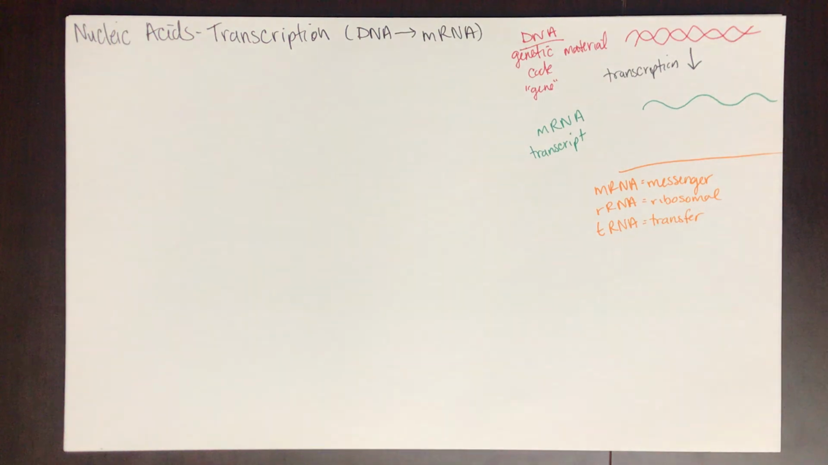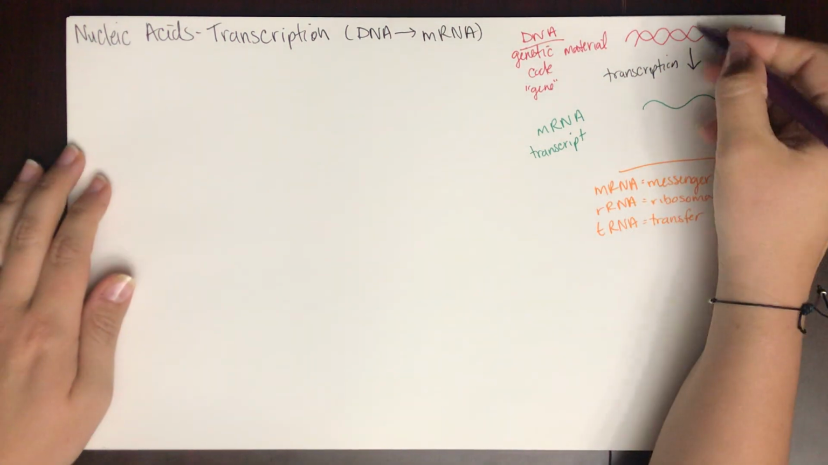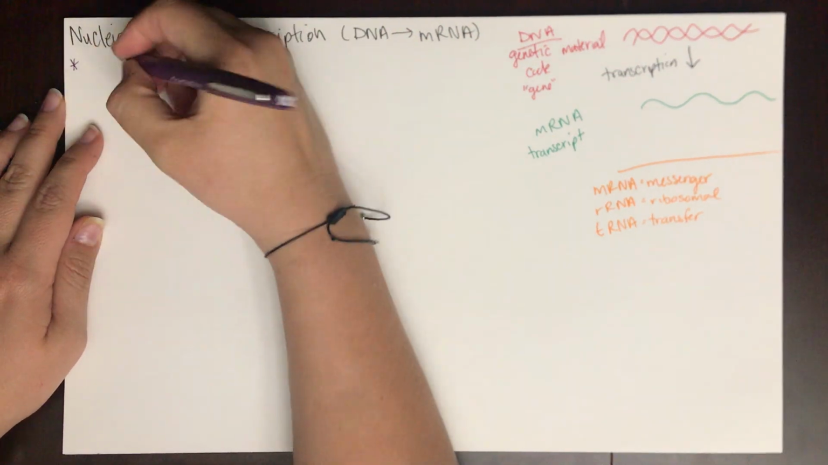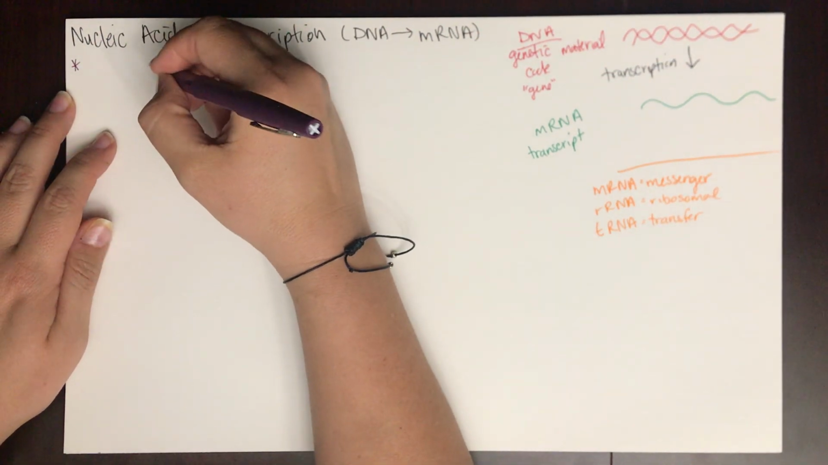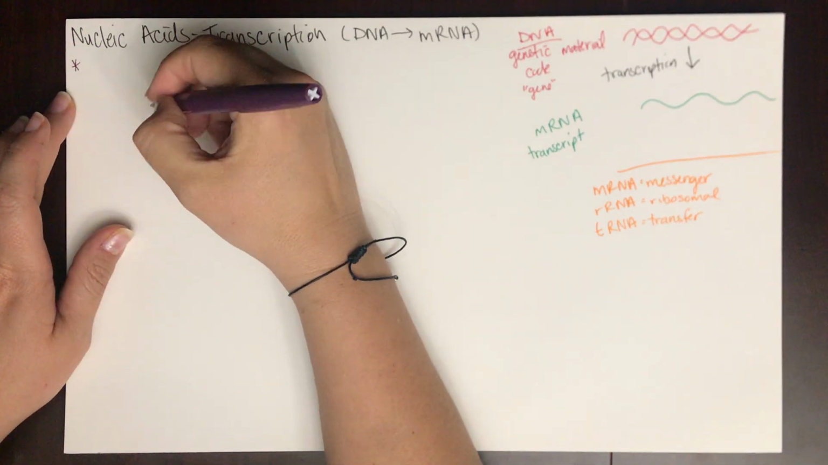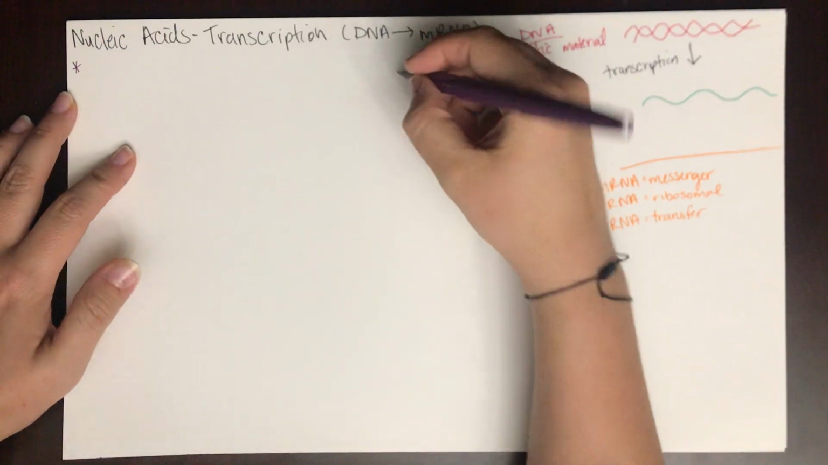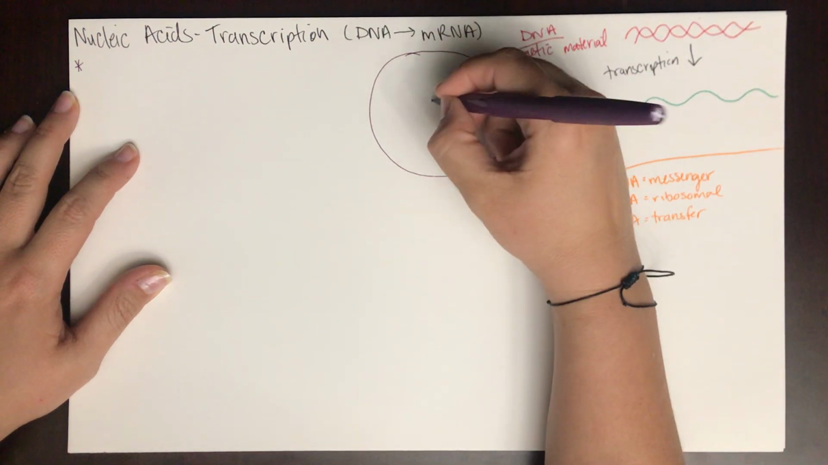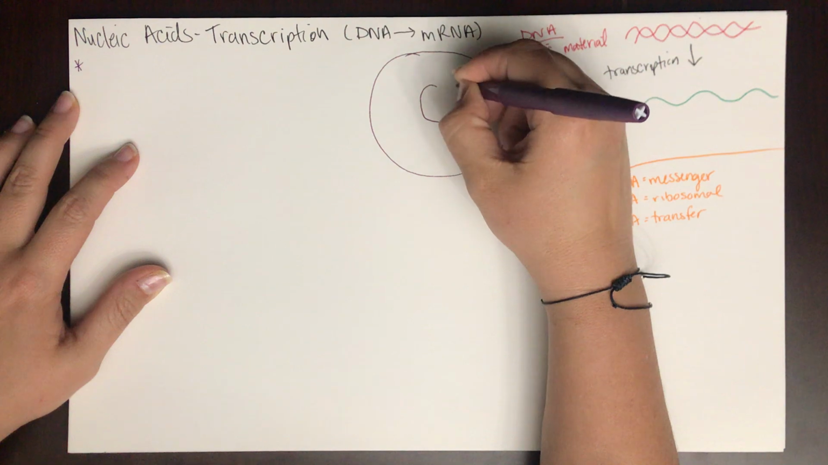happening. Okay, so transcription. Let's talk about where it happens. So remember, we're going from DNA to RNA. So the DNA is only ever in the nucleus. So let's draw a cell here. Let's say, I'm going to draw it over here. Here's a cell. Here is the nucleus.